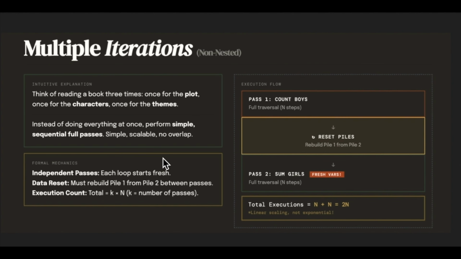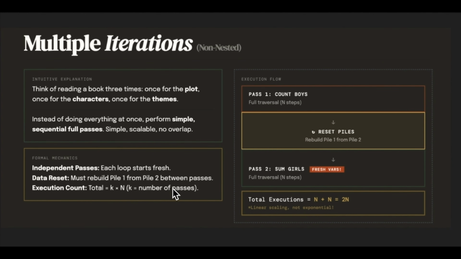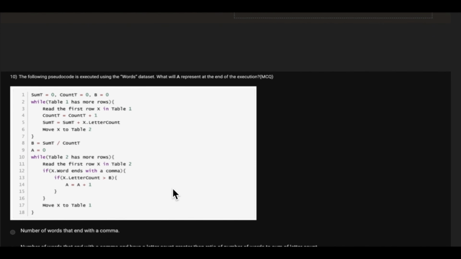Now the important thing is that after pass 1, the pile 1 is empty. So it means all cards are in the pile 2. So before pass 2, you need to move all cards back from pile 2 to the pile 1. It means you have to reset the cards. Otherwise your second loop has nothing to work with. That's it. Now let us solve one question.